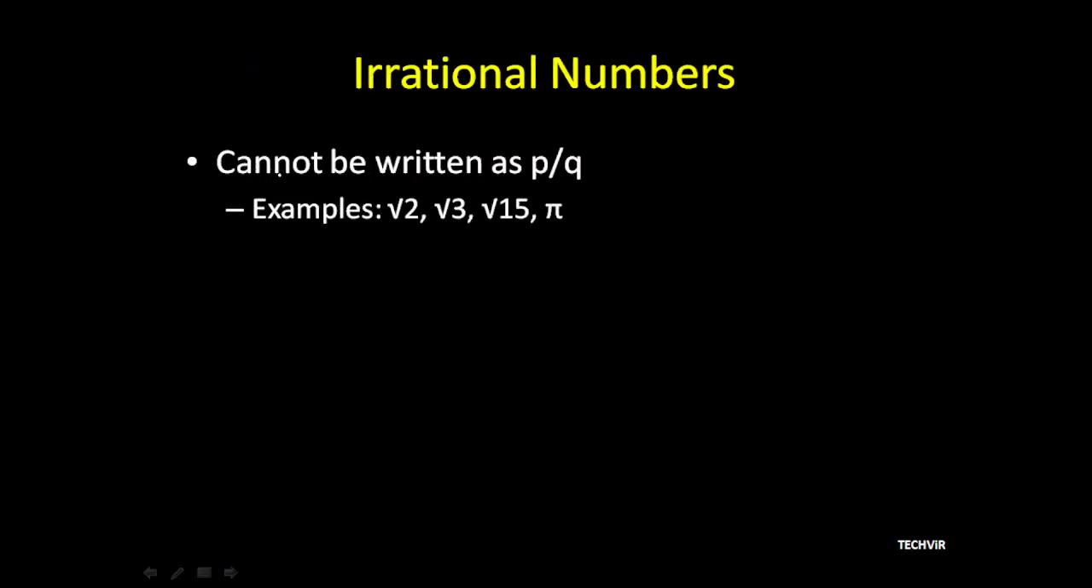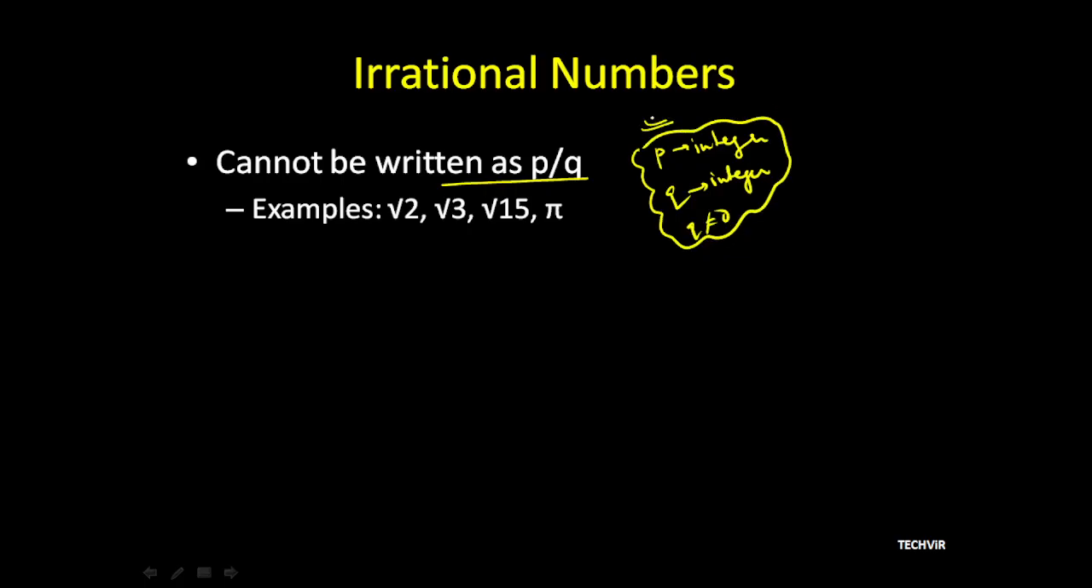Now what we have to see is, what is an irrational number. An irrational number is like this. We cannot write it in the form of P upon Q, where P and Q have their usual meanings that we discussed in the rational numbers, right? P is an integer, Q is an integer, and Q must not be equal to 0. So irrational numbers are the numbers which do not follow this.